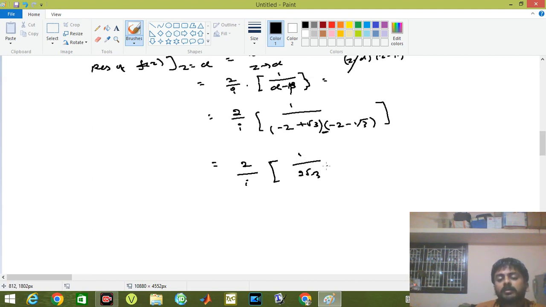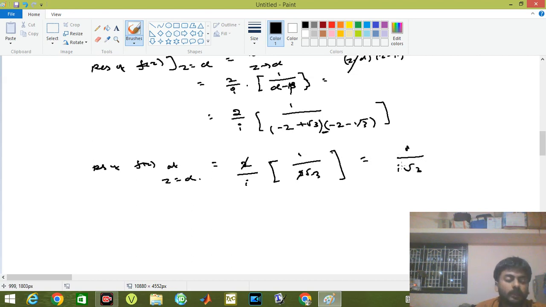This is our residue of f of z, residue of f of z at z equal to alpha. Okay, 2 by i into 1 by 2 root 3. Okay, so here what will happen? This 2 will get cancelled. That is equal to 1 divided by i root 3.